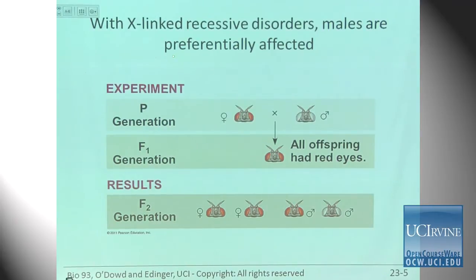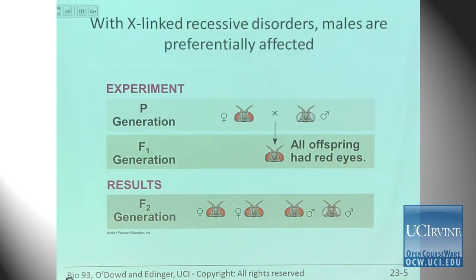With X-linked recessive disorders, males are preferentially affected. And this red and white-eyed fly experiment that was done by Thomas Morgan is the classic example that's used. It was how this X-linkage was discovered. So we're going to go through it here. This is the figure from your book.